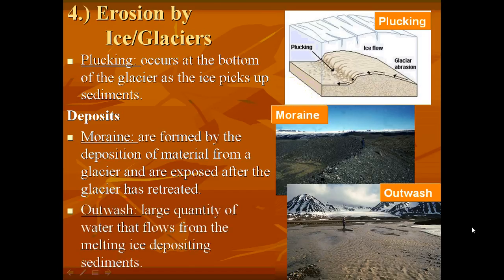Outwash is another type of glacial erosion, or a result of it, which is where a large quantity of water that flows from melting ice deposits sediment.